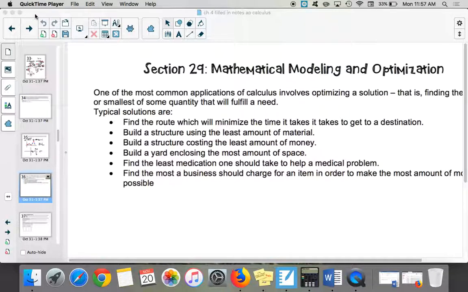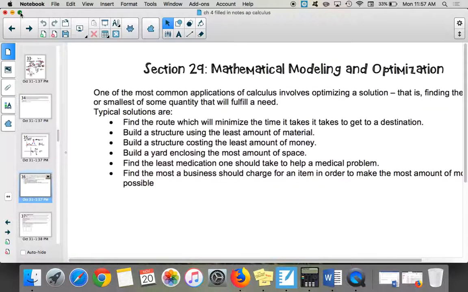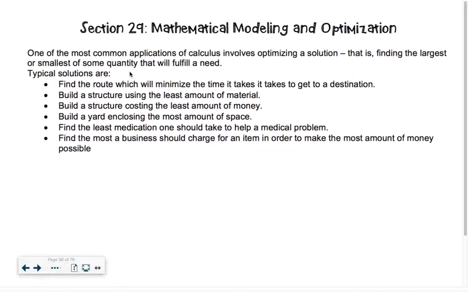Section 9 is on mathematical modeling and optimization. So we're going to be dealing with optimization, which means finding the maxes and mins of functions. Do we know how to find the max and min of a function? How do we find the max and min if I gave you a curve?